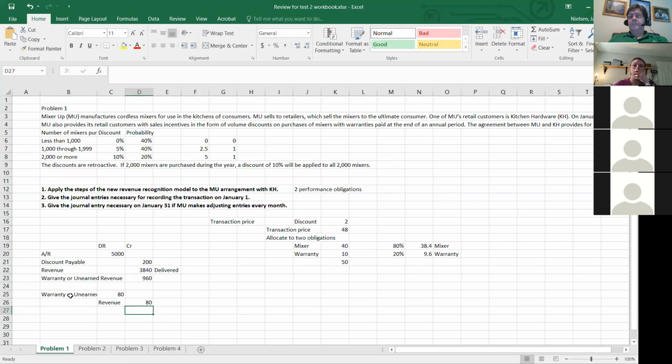Okay. So 2 obligations, had a discount that changed our transaction price. Otherwise, it would have just been, you know, the 40 and the 10 recognized, okay? The 40 all at once and then the 10 over time. But because of the discount, we couldn't just do the easy way. We had to do the little 80-20 thing, all right, because of the discount.